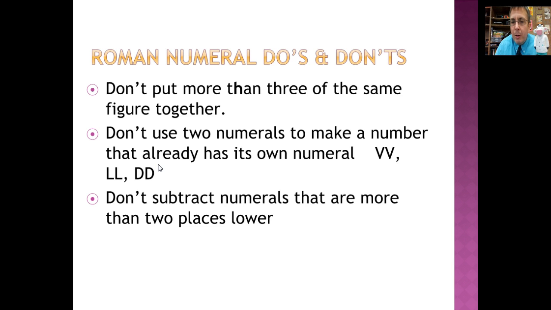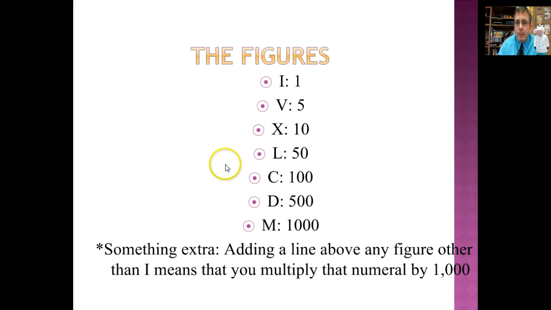Also, don't subtract numerals that are more than 2 places lower value. So in the great scheme of things, let's go back quickly. V can have I subtracted from it. X could have I and V. L could have X and V. C could have X and L. D could have C and L. M could have D and C. You would never write 999 by putting I in front of M, 1000. It doesn't work like that. You would have to go through a different process, which we'll get to when we look at the do's quickly.